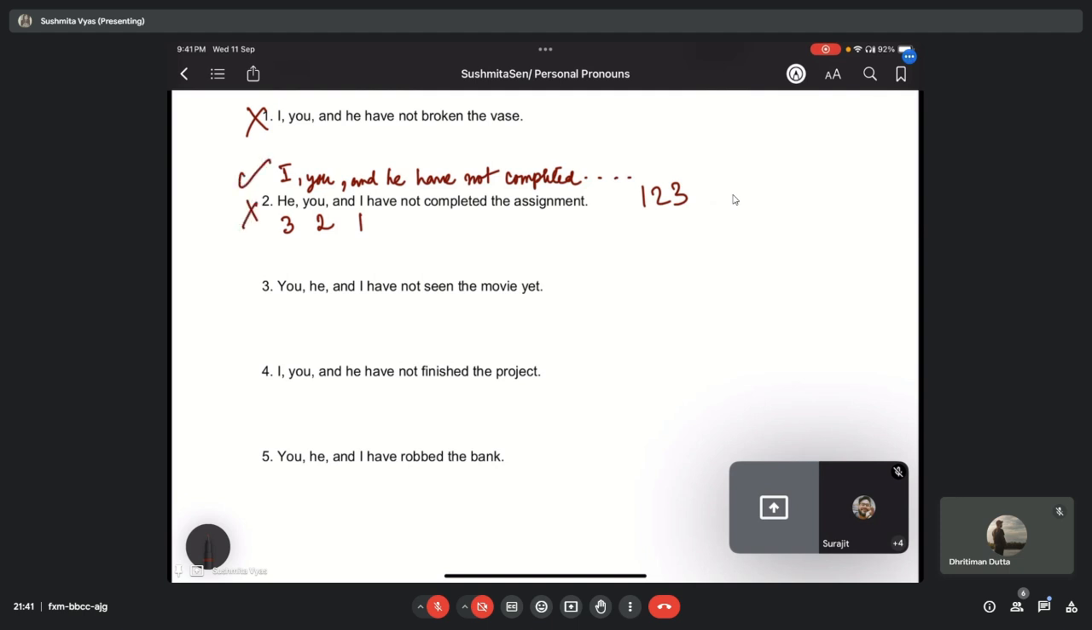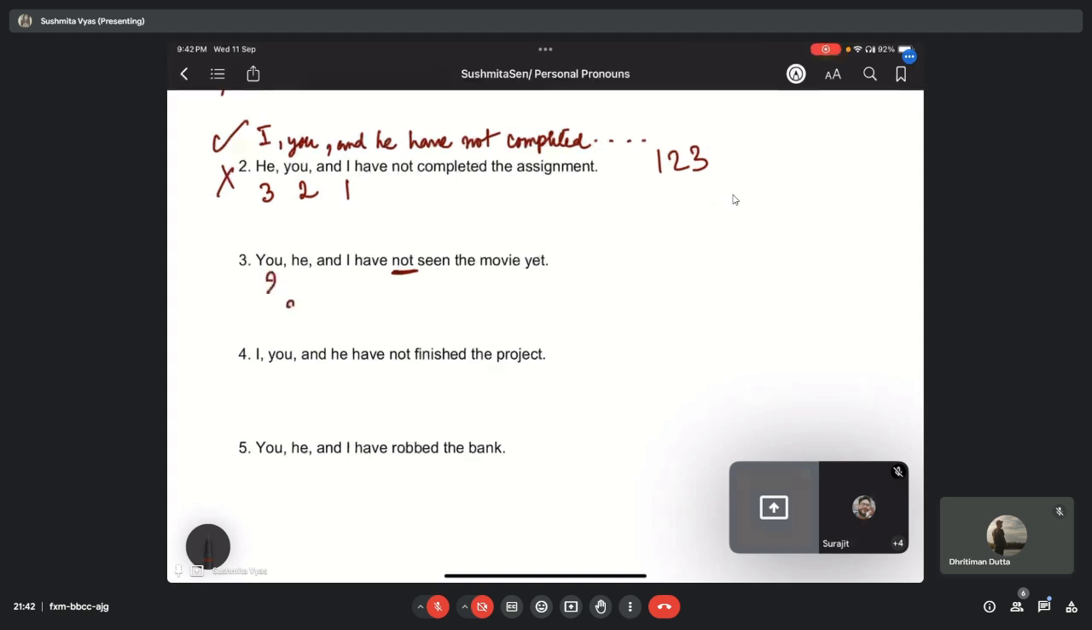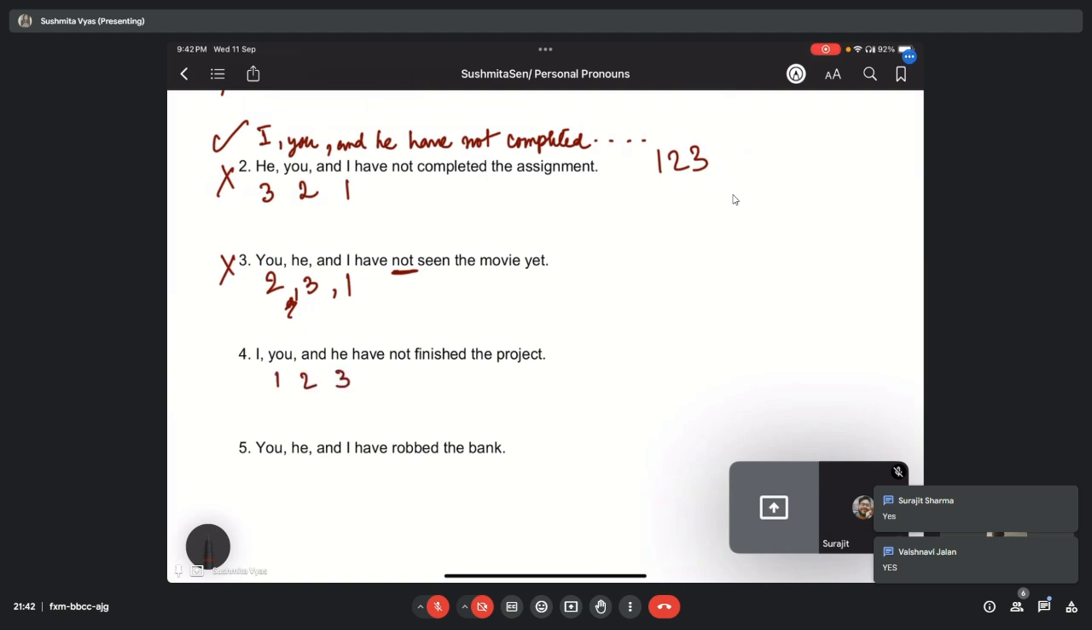"You, he, and I have not seen the movie yet." Again, this is a negative sentence, something that we have not done. This is two, three, one, so this is also incorrect. It will be "I, you, and he have not seen the movie yet." Is this sentence correct? "I, you, and he have not finished the project." Yes, because this follows one, two, three.